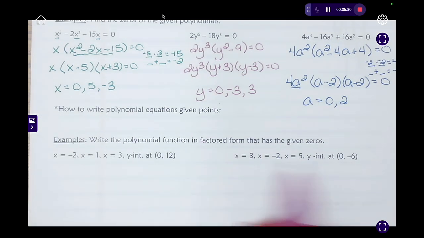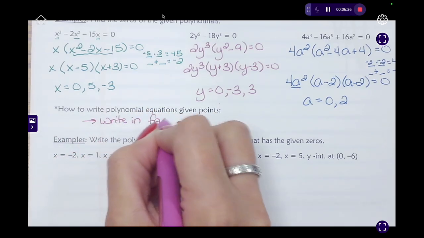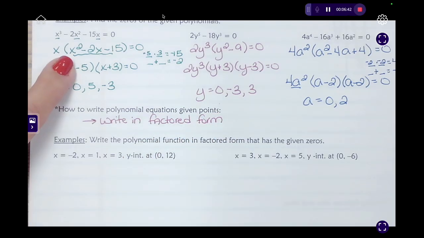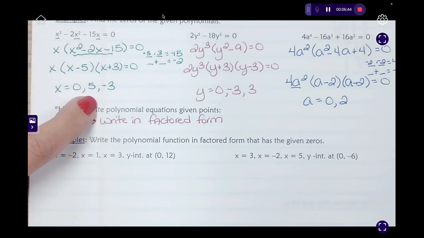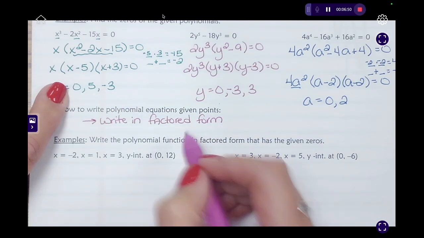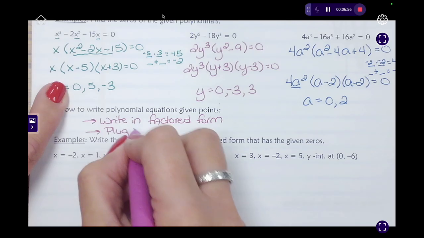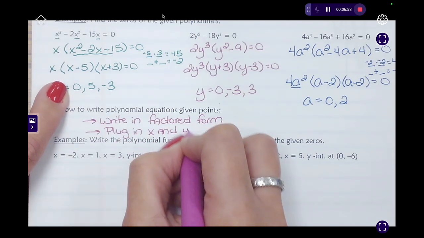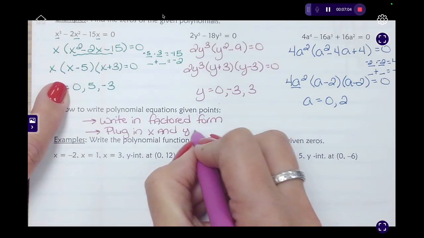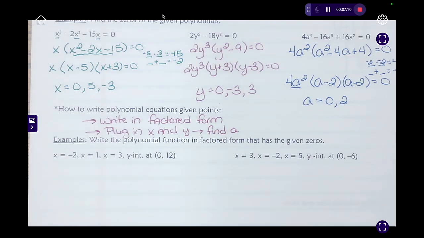So now we're going to kind of flip it. Looking at this one, you're going to write it in factored form first. That's what we did first: here we got it down to factored form, and then we solved it. So we want to write it in this factored form, which would look like right here with the parentheses. After you do that, you plug in your x and your y if they gave you your y-intercept. Sometimes they give you your y-intercept, sometimes they don't. It's fine. We're going to plug in your x and your y so that we can solve for a. So we're going to find a by doing that.